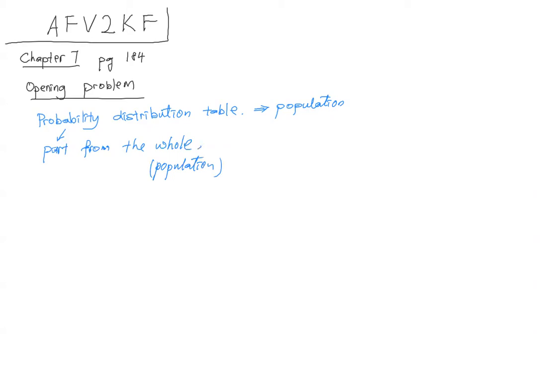Okay, so that is called probability. Probability we always state in decimal. You can also state it in fraction, or as a percentage. So probability means the possibility for something to happen. So the moment you see a probability distribution table, you are talking about population.